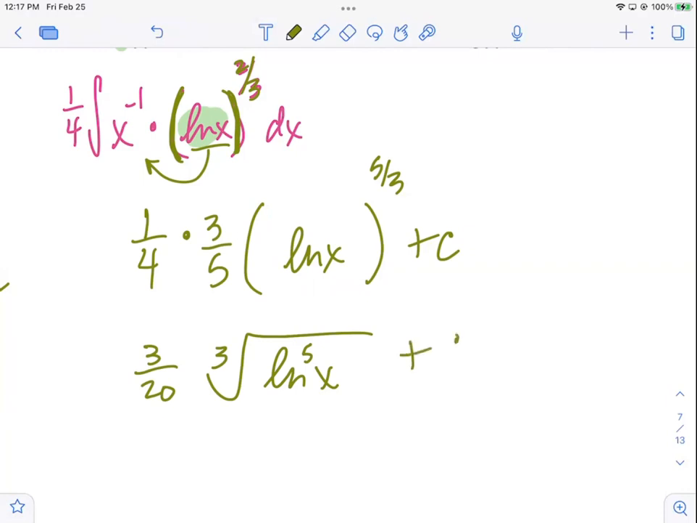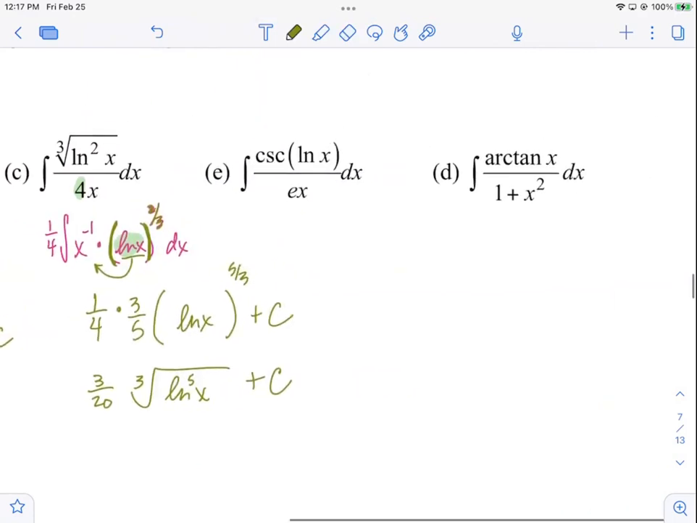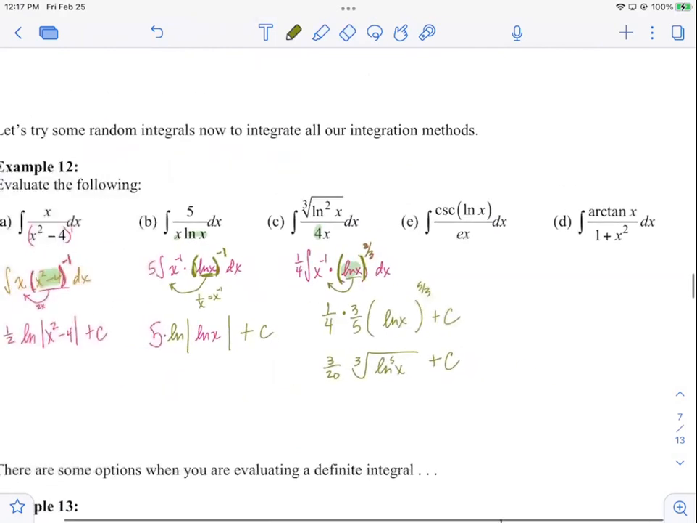And then don't forget the plus C. The plus C, remember, has to appear as soon as you take the antiderivative. You can't just do the first part above it and then put it at the end. It has to appear right away and then all the way through. All right. So far, so good?